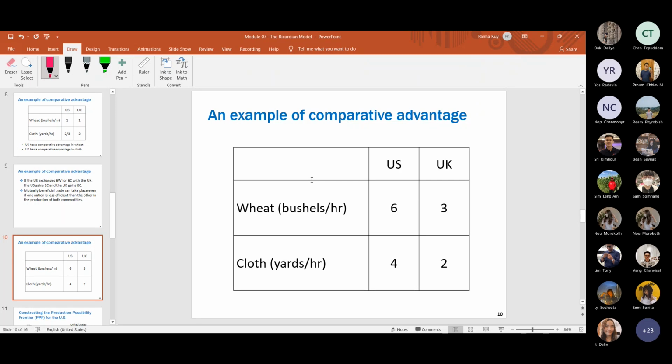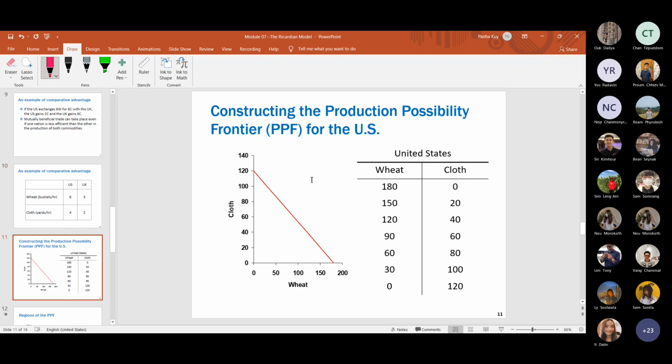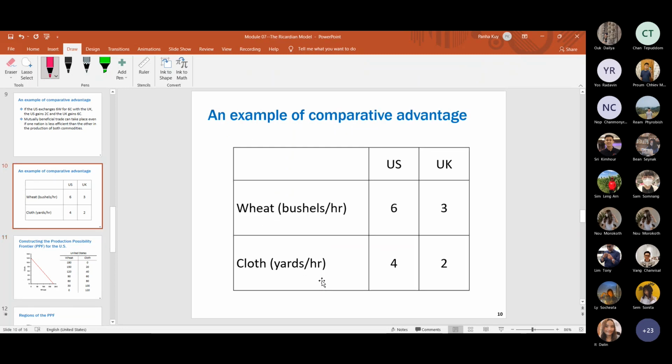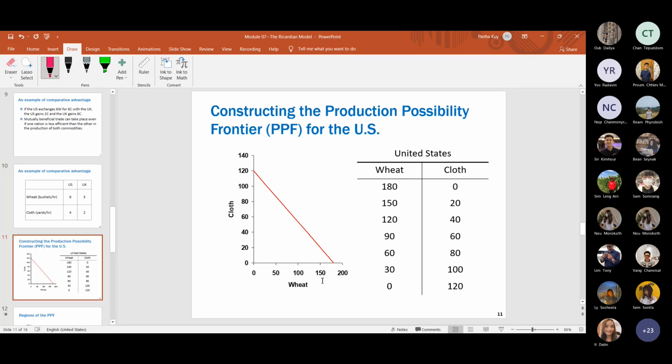If we come like this, 6, 4, and then 3, 2, you just draw it. You can construct the production possibility frontiers for this, okay? Because here we have cloth and wheat, and that is a linear relationship. So you just calculate it and draw it. For the United States, we have this, 180.